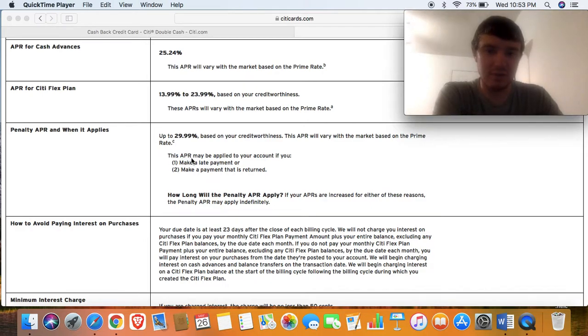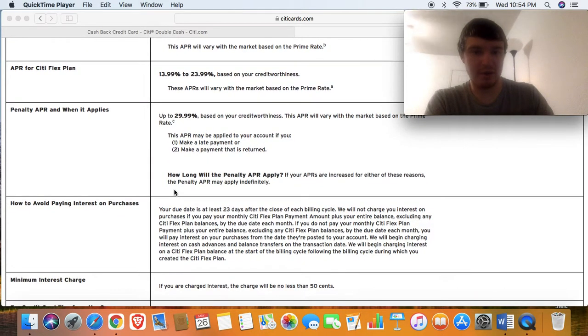So, it says this APR may be applied to your account if you make a late payment or make a payment that's returned. By return payment, let's say you write them a check to pay off your credit card bill and it bounces. That's considered a return payment. So therefore, they're going to hit you with this 29.99% APR from then on out. So just be aware of that. Pay your bill on time and make sure that you got enough money to pay it. Because if you don't, they're fixing to punish you pretty heavily.